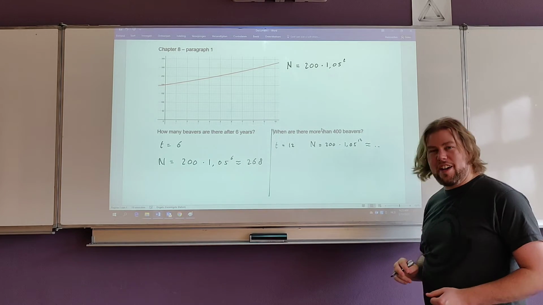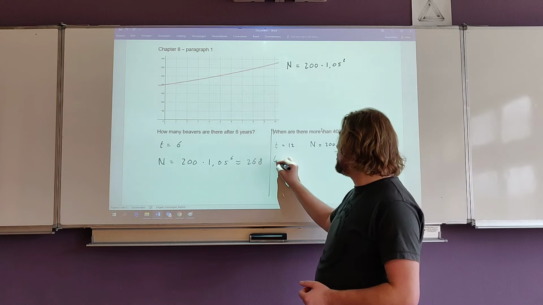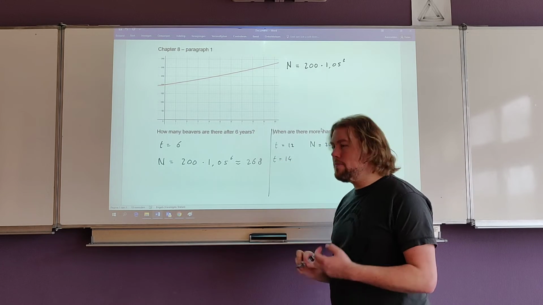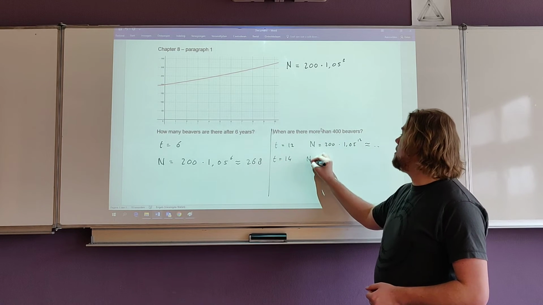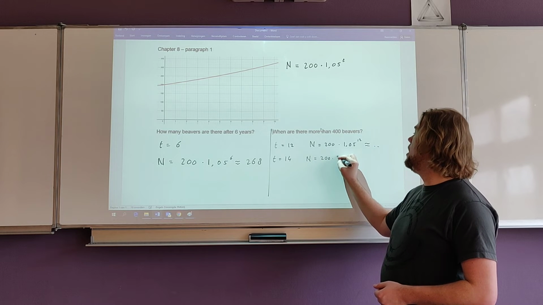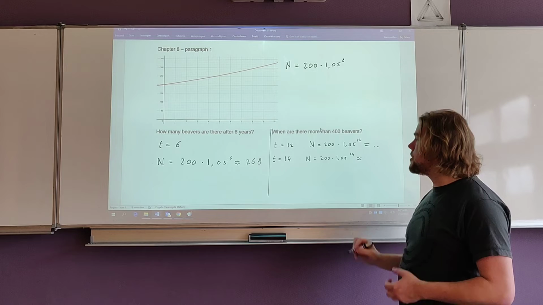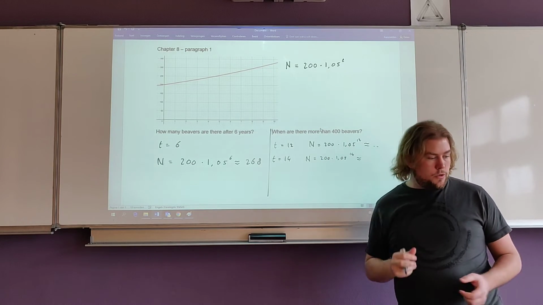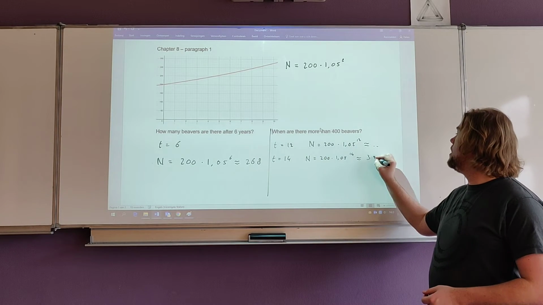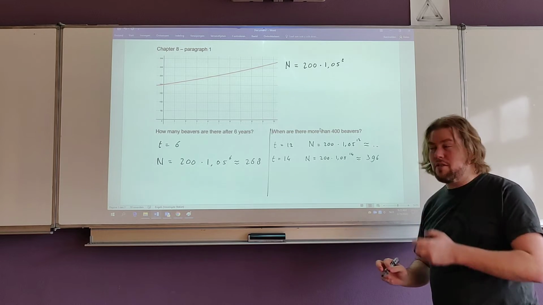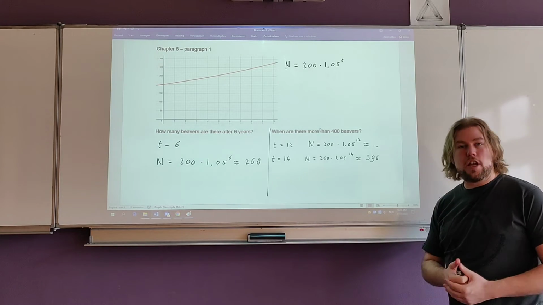Right? Well, it's a bit higher than 12. I already calculated this earlier. If you guess 14, right, so I'm going to guess that now. I'm going to fill it in. So let's do that. And then I still have a few beavers too few to get 400, because this was 369 beavers, so that's very close, but not yet correct.